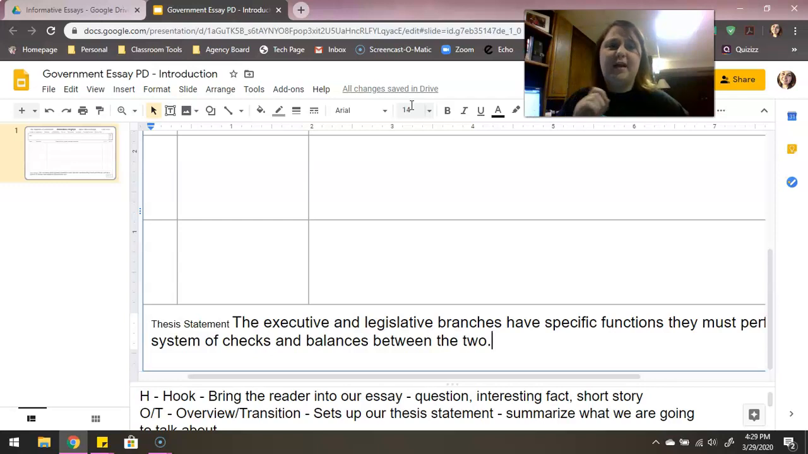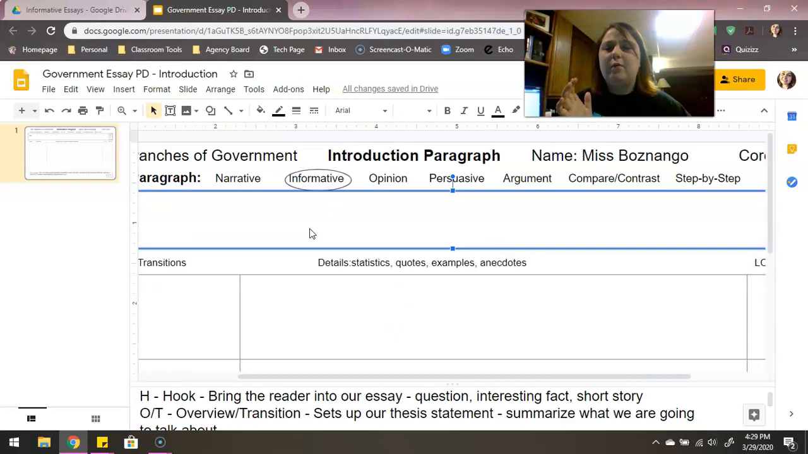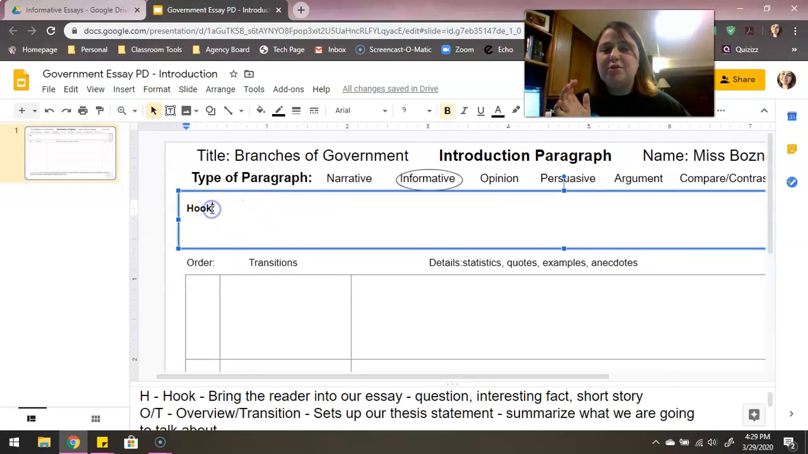Let's hop up and do our hook next. How are we going to bring our reader in? Again, there are lots and lots of options of ways that you can do this.